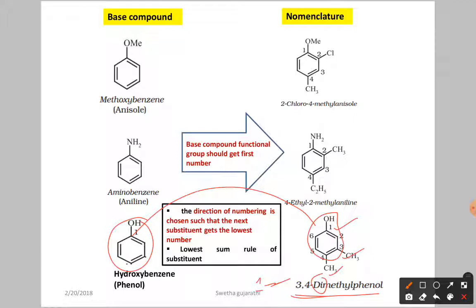So H will come first in alphabetical order. So first you can write 1-hydroxy hyphen 3,4-dimethyl, and you can end with the word benzene. So this is the base compound, and the functional group should get the first number. Simply what I want to convey is that after giving the numbers, the sum of the substituents should be less.